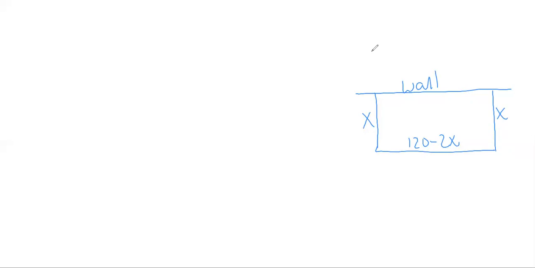Now it says, express the area in terms of x and the domain of the function. Well, the area is equal to, let's look at this, the length times the width. So it's just x times 120 minus 2x. There you go.